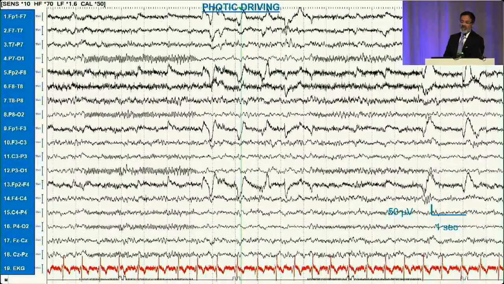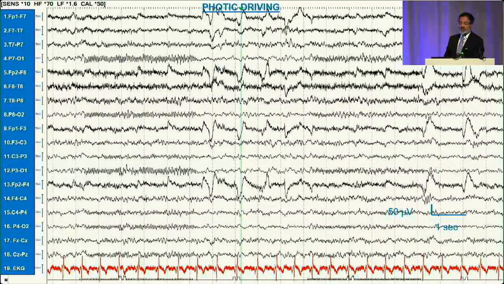Here's another provocation method by which you can accentuate generalized epilepsy, something called photic driving. We're flashing bright light at various different frequencies. Here is a frequency of 20 Hertz. In this situation, I'm showing you a normal finding of what's called photic driving, where the alpha rhythm is driven by the frequency. That is not abnormal.